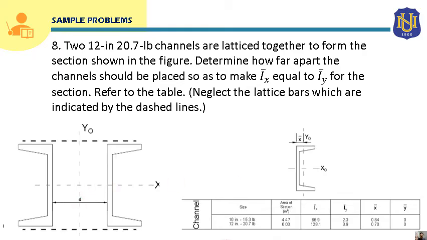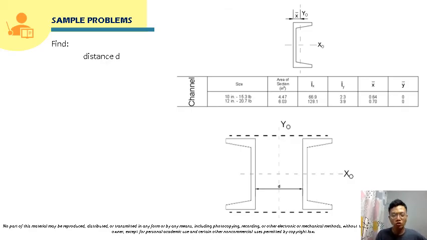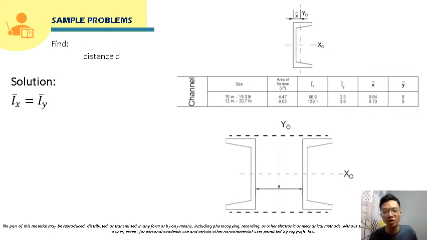Okay, so let's solve this problem. We are going to solve for the distance d. So this is the distance d. And we will use the equation given in the problem, that is Ix bar is equal to Iy bar. So these are the moments of inertia with respect to the X and Y centroidal axis from the figure. In this case, the centroid of these two channels will be located here. The X centroidal axis will be here, and the Y centroidal axis will be here. Now we are going to solve for the moment of inertia with respect to the X centroidal axis of these two channels.